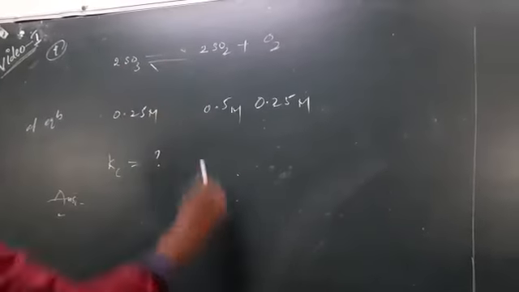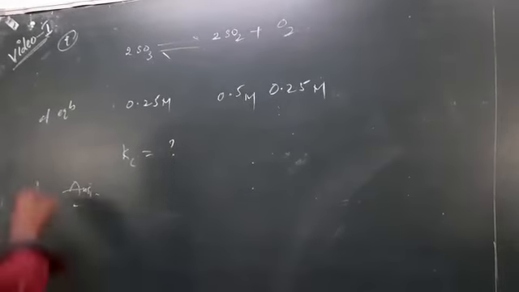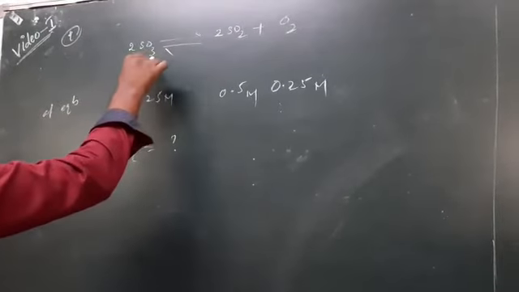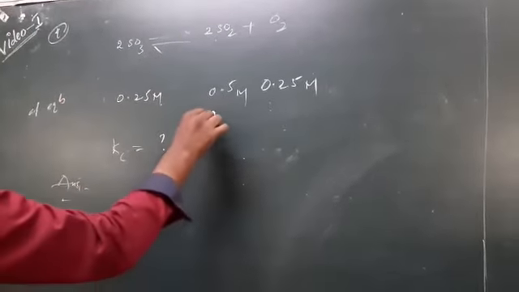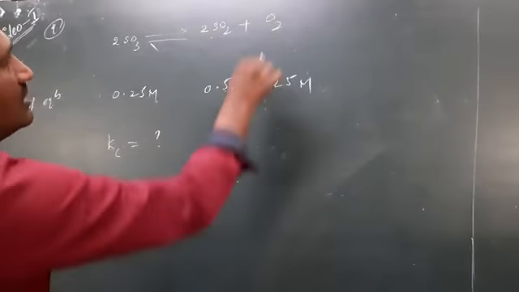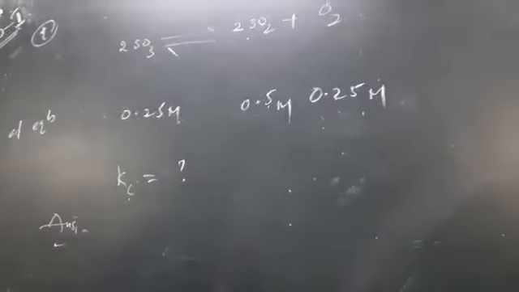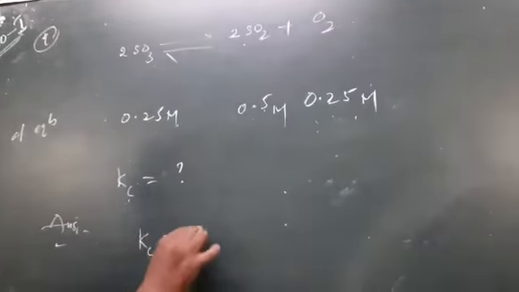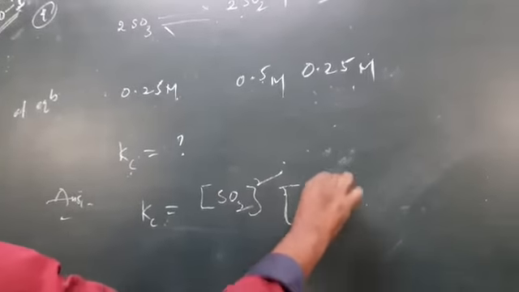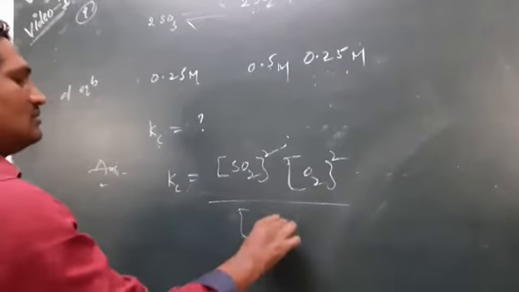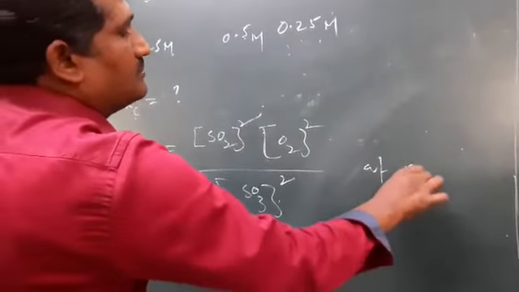For this sulfur dioxide decomposition reaction, a gaseous reaction, at equilibrium the molar concentration of sulfur dioxide is 0.5 molar, sulfur trioxide is 0.25 molar, and oxygen is 0.25 molar. Then what is the Kc for this reaction? You know that Kc is always concentration of products and their powers by concentration of reactants and their powers at equilibrium.